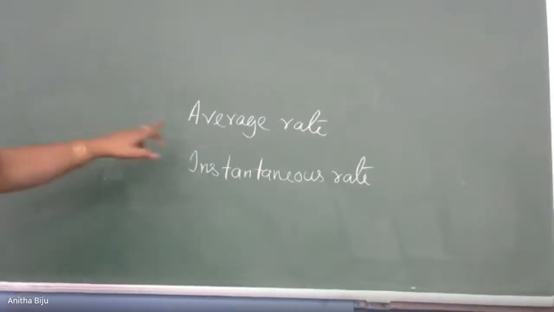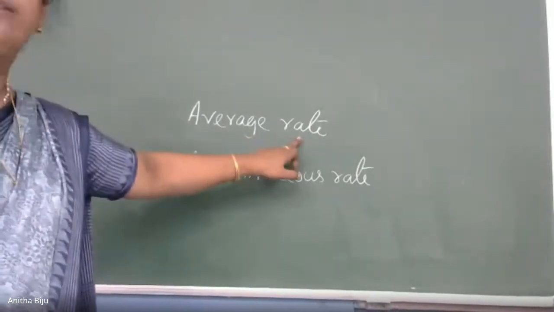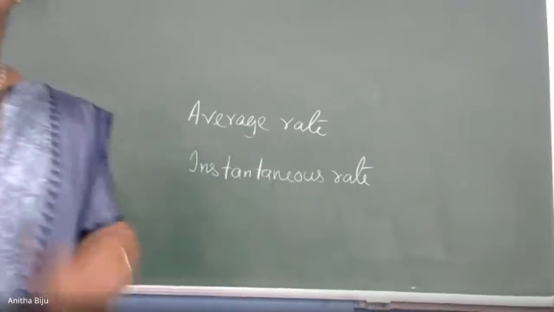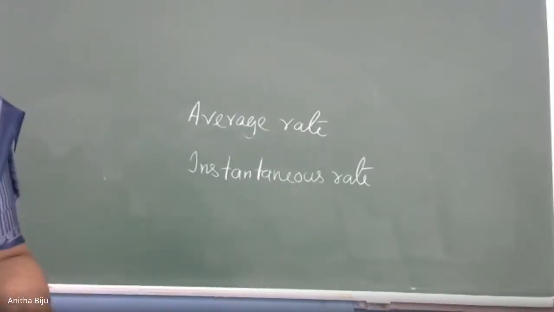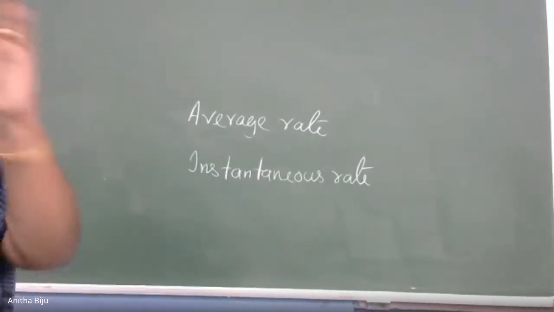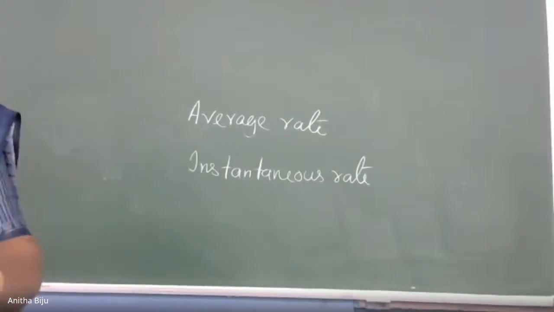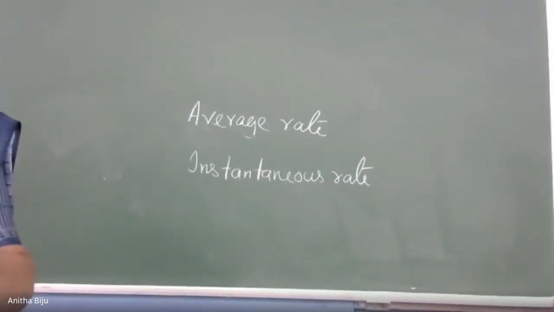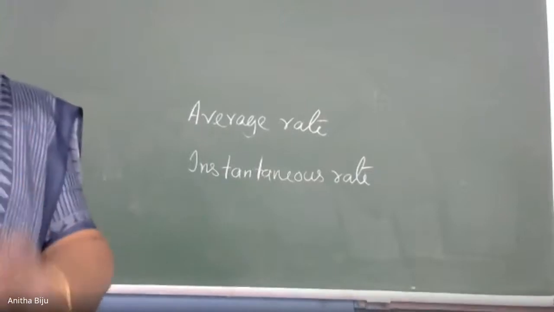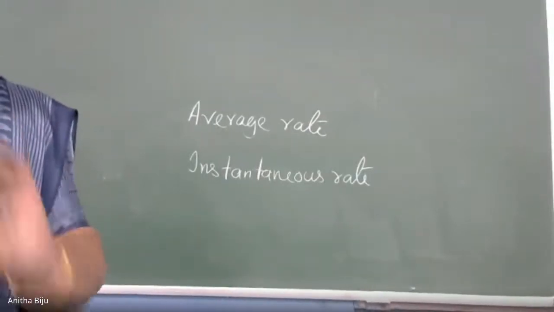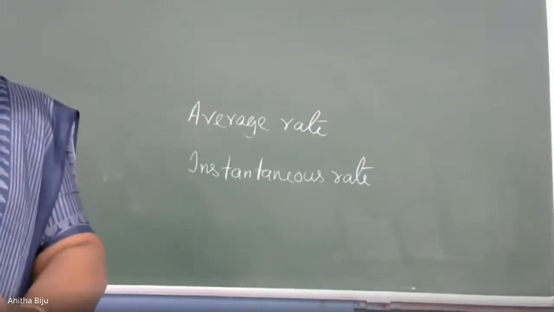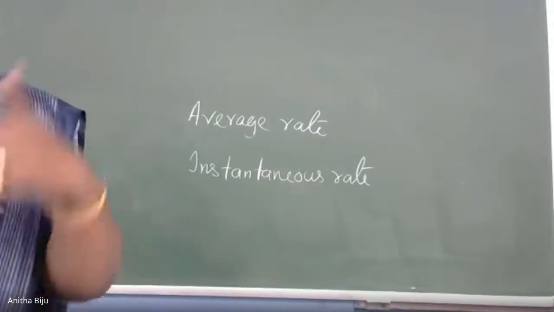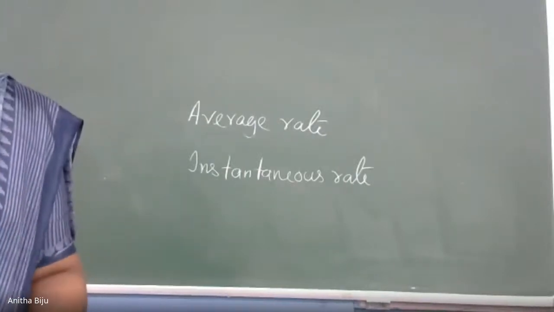When we are discussing average rate, the representation we have already seen. Rate of the reaction is equal to minus delta R upon delta t, or plus delta P upon delta t. This is the representation of average rate.